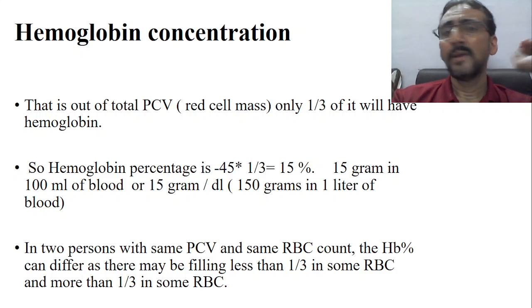Okay, because 45% PCV किसका है, 100 ml का है, तो 15% मतलब 15 grams of hemoglobin is present in about 100 ml of the blood. Okay, or 15 gram per deciliter, 150 grams in 1 liter of the blood. 1 लीटर में कितना है, about 150 grams. Okay, because 100 ml में 15, so 1000 ml में हो गया 150 grams in 1 liter of the blood. I think this is clear.